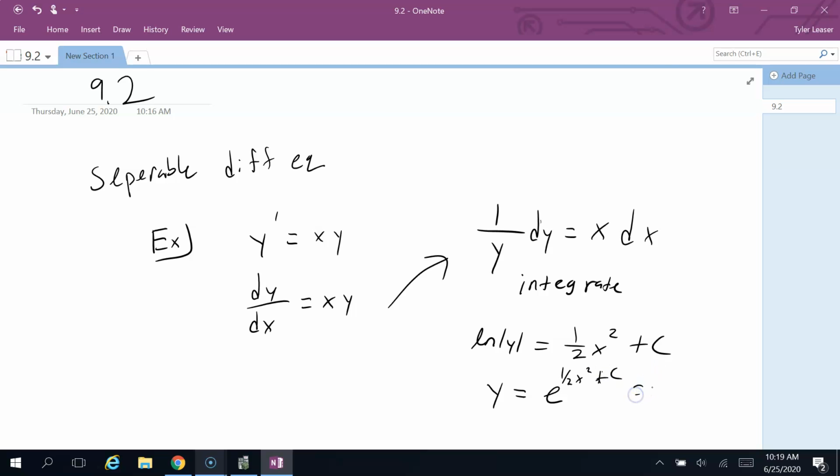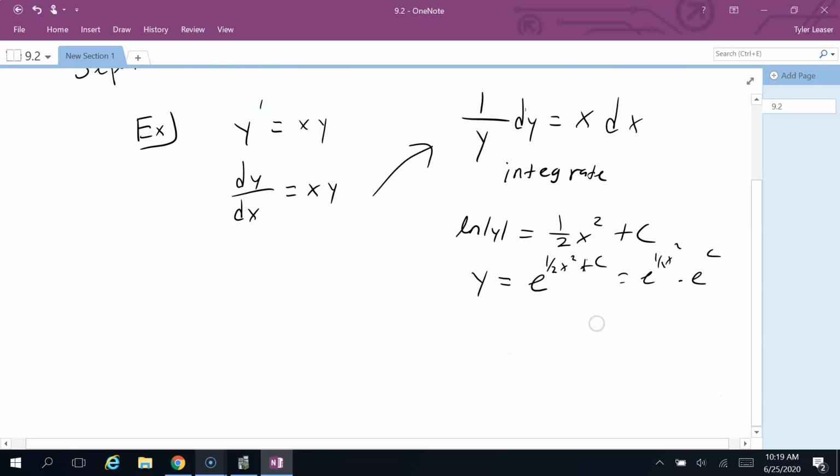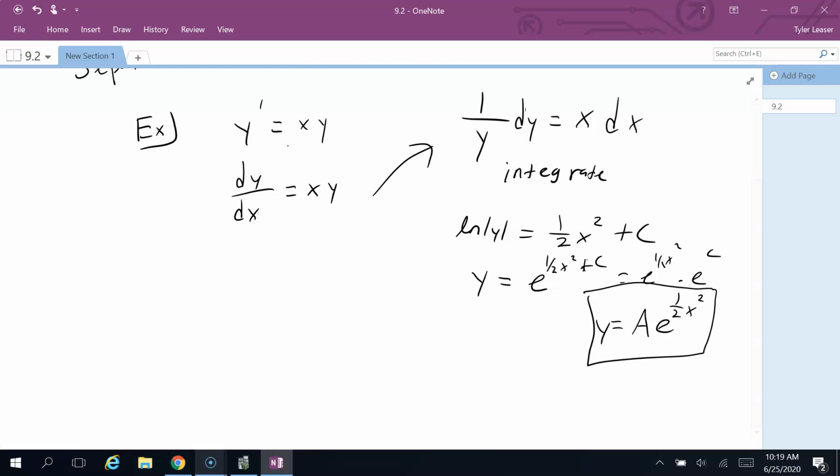And then you can even rewrite this a little bit as e to the 1/2 x squared times e to the c. And then e to the c is just another constant, so we could rename that as a. So that a, and then we still have the e to the 1/2 x squared. So if you were to take this and plug it into this differential equation, it would work out. Okay, so that's a separable differential equation. This should be something that you guys have already seen from Calc 1.